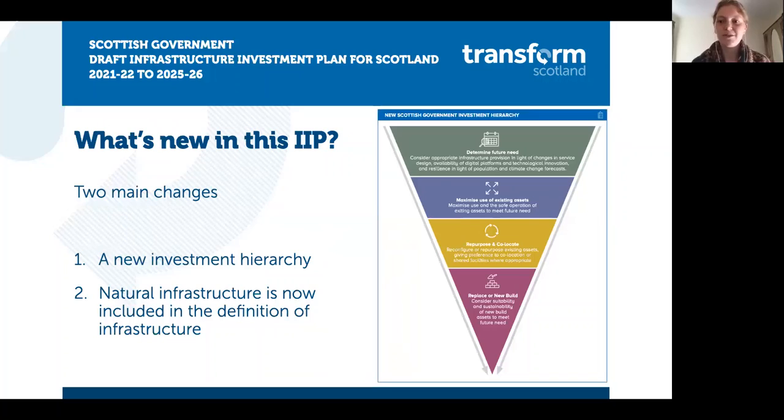So what's new in this IIP? There are really two main changes. The first one being that there is a new investment hierarchy, which puts determining future need at the top of the hierarchy, and that includes looking at investment priorities in light of climate change forecasts. The second main change is that natural infrastructure is now included in the definition of infrastructure. That is different. Before, the IIPs really only included the built environment.